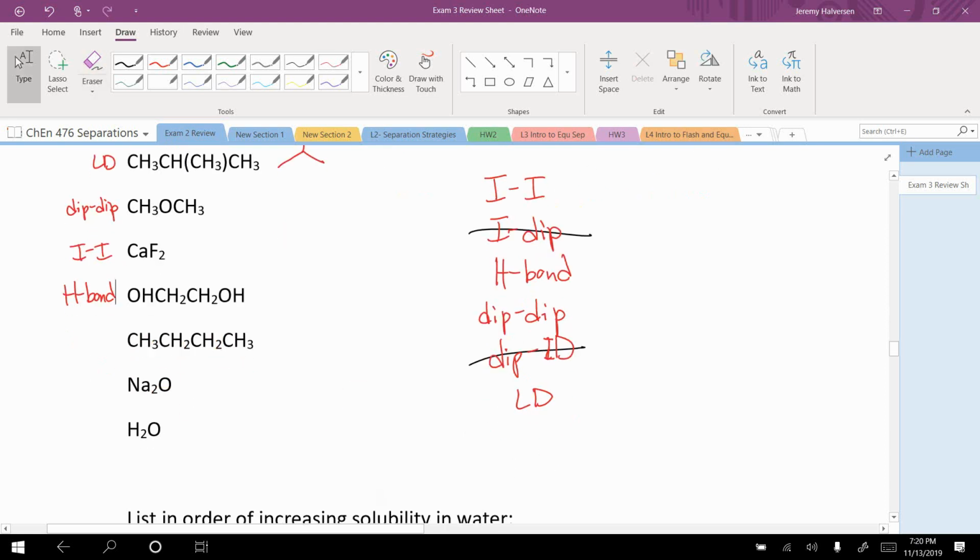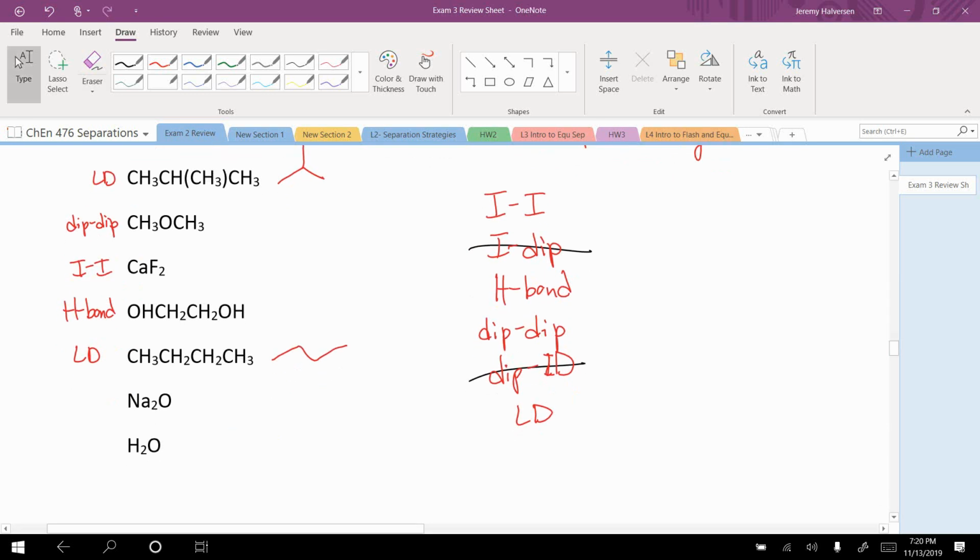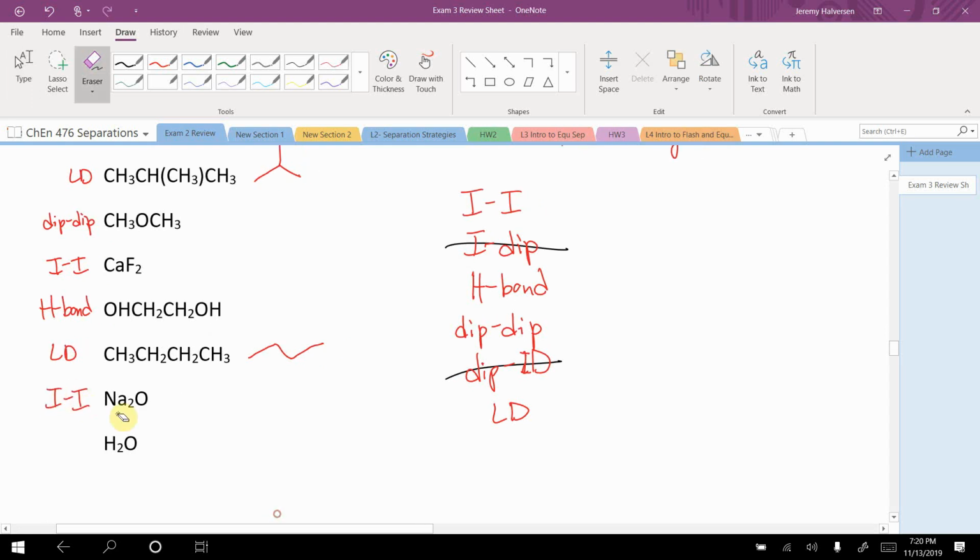All right, this next one. London dispersion is just carbons and hydrogens. What does it look like? CH3, CH2, CH2, CH3. Okay. What's the relationship between these two things? Cousins. No, they're structural isomers. They're structural isomers, constitutional isomers. Okay. All right. What about this next one? This is ion-ion and H2O, hydrogen bonding.